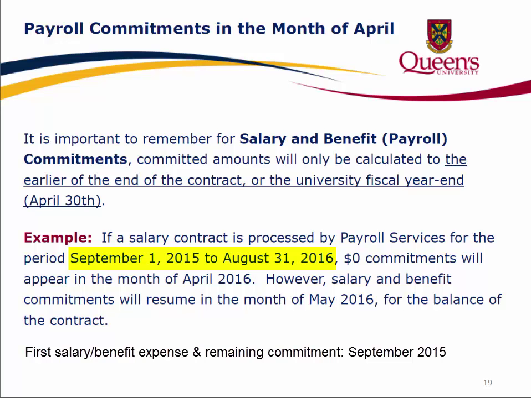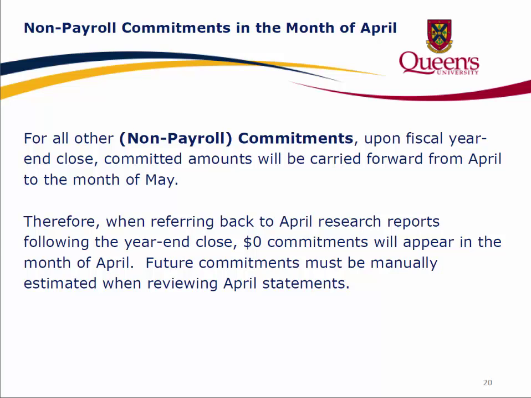Payments will then continue on a regular basis, and the commitment will continue to be reduced accordingly. However, in the month of April 2016, 0 commitments will appear in the project. Monthly salary and benefit commitments will then resume again in the month of May 2016 for the remainder of the contract. Non-payroll commitments will initially appear in the month of April. However, they will not appear on the final April research statements. This is due to the fact that non-payroll commitments are carried forward at the end of the fiscal year and reported in the May research statements. Given these details, when reviewing April research statements, report users must manually estimate future commitment amounts.